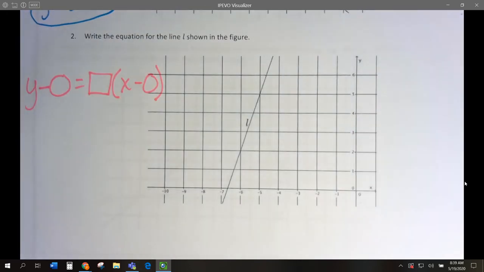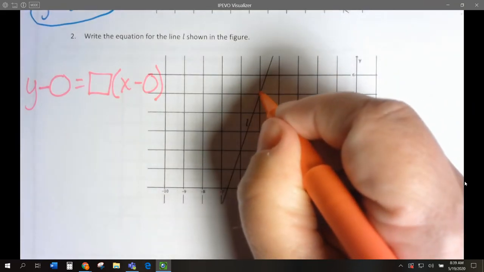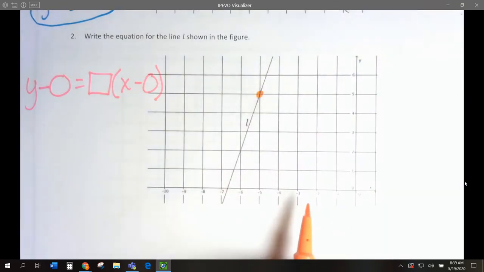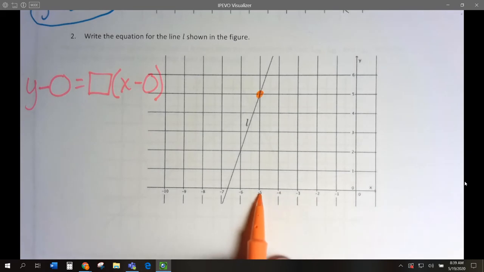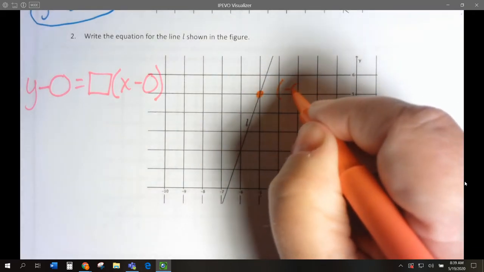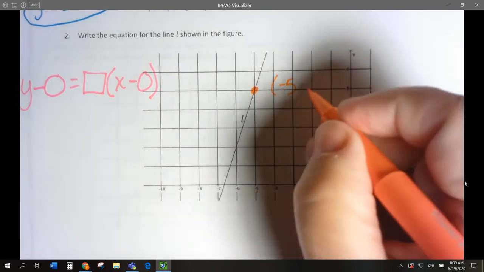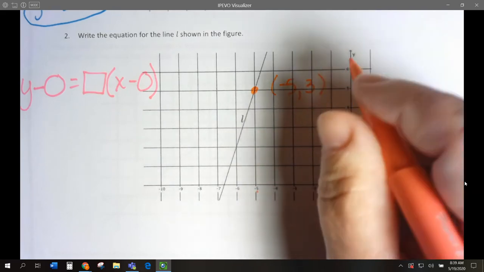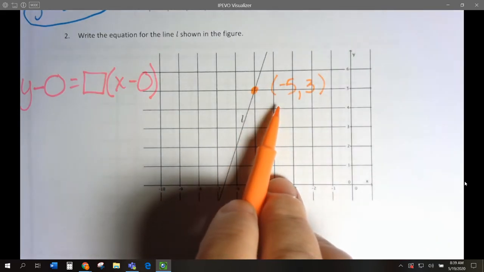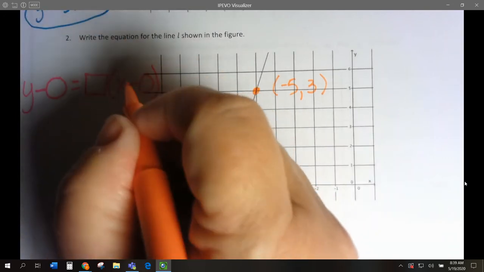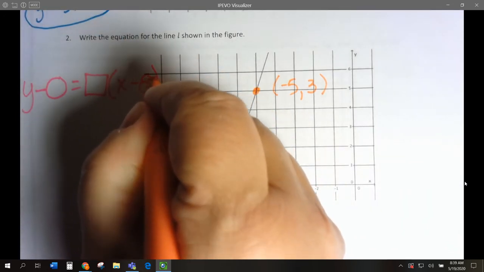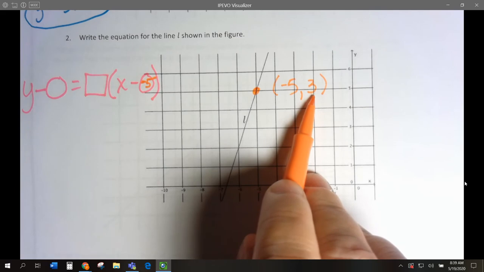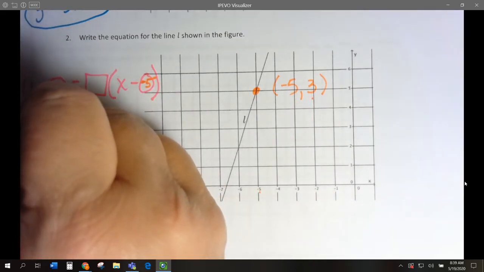So let's fill in these numbers. Let's start with a point. Let's take this point here. So this point is -5 and 3. So -5 is our x. So -5 is going to go here. 3 is our y. So 3 is going to go here.